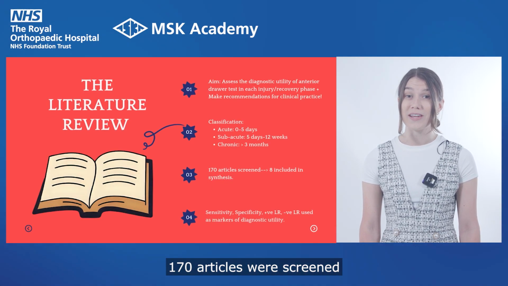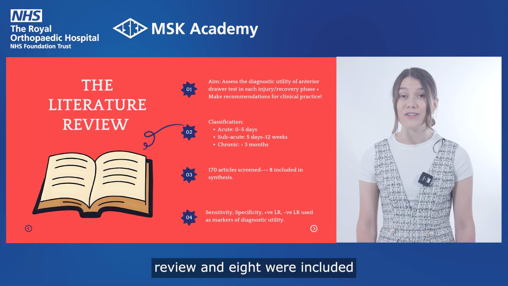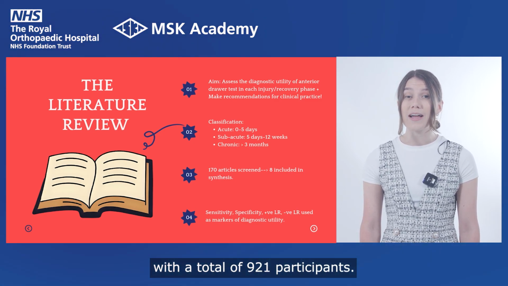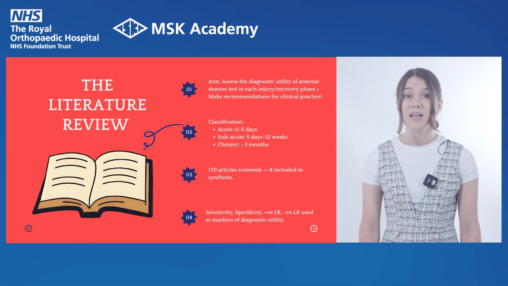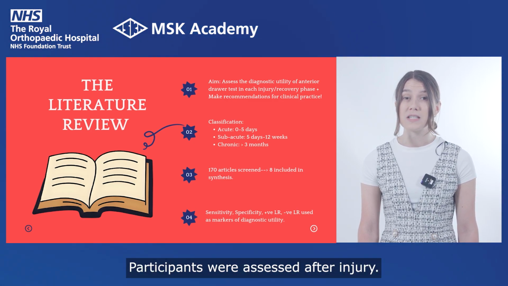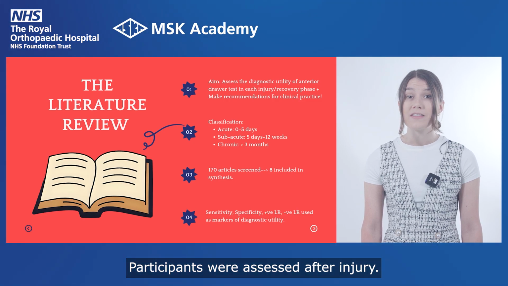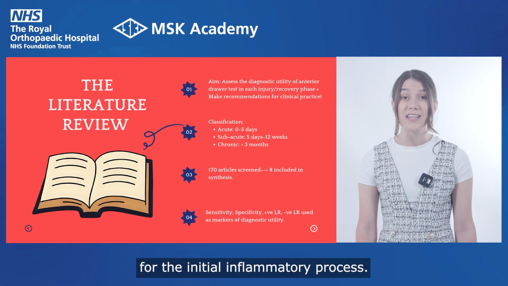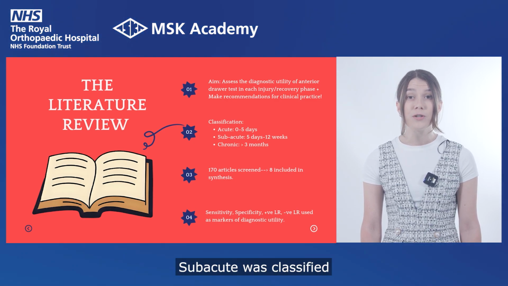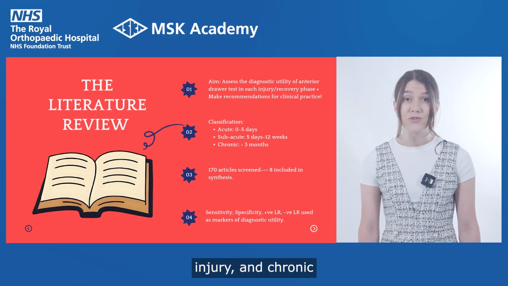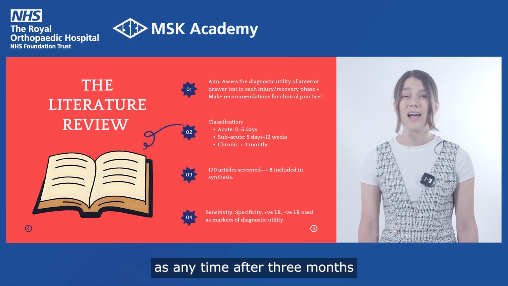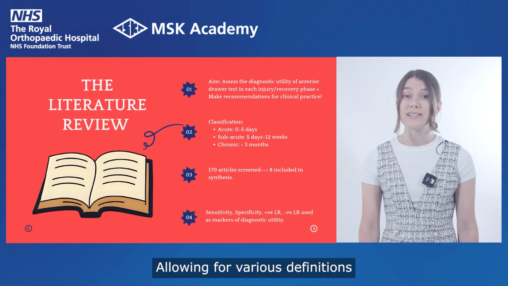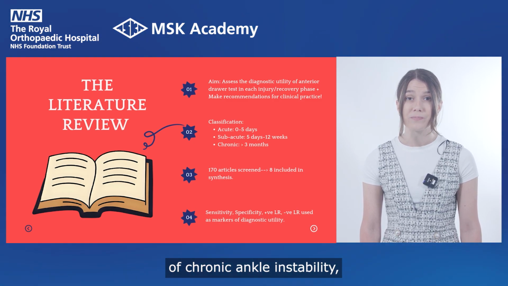170 articles were screened within this review and 8 were included in the final synthesis based on exclusion criteria, with a total of 921 participants. Studies were grouped based on the timeframe participants were assessed after injury. This study classified acute as being within 5 days of initial injury, accounting for the initial inflammatory process. Subacute was classified as 5 days to 12 weeks since injury, and chronic was classified as any time after 3 months since the injury at the time of the assessment, allowing for various definitions of chronic ankle instability.